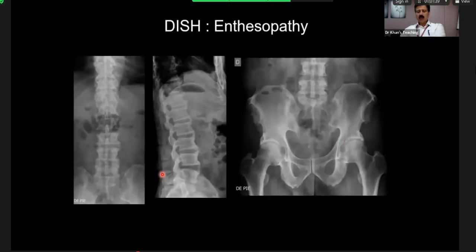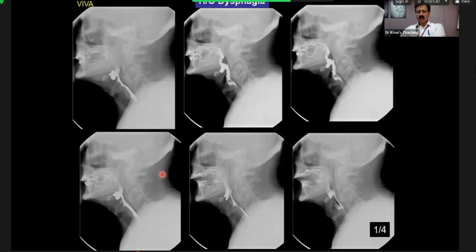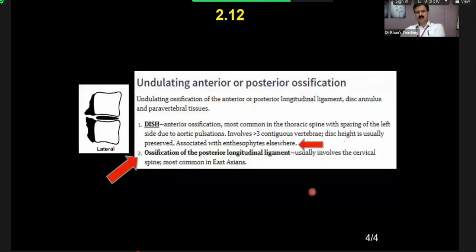Now, please also remember that DISH can also cause other kinds of enthesopathy, and it is written in your Chapman also. So this is a case in which this was the picture of DISH, and you can again see this whiskering here and ossification here. If you don't know it, you will be surprised at what is happening. So DISH can also cause enthesopathy.